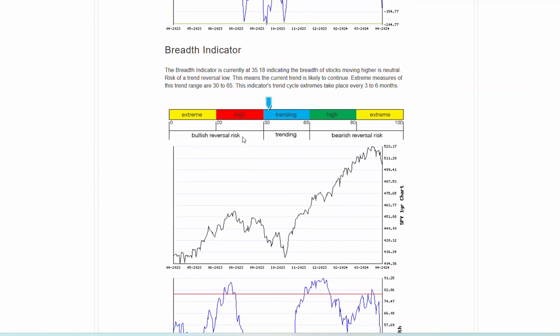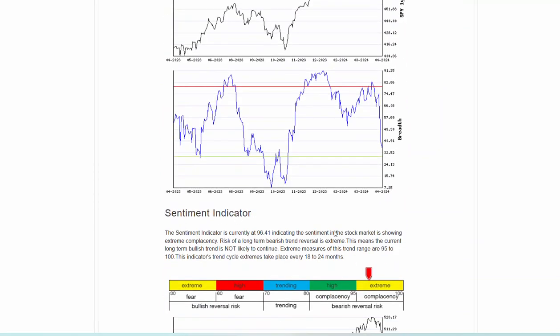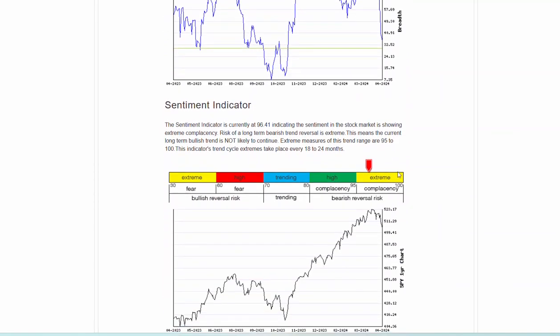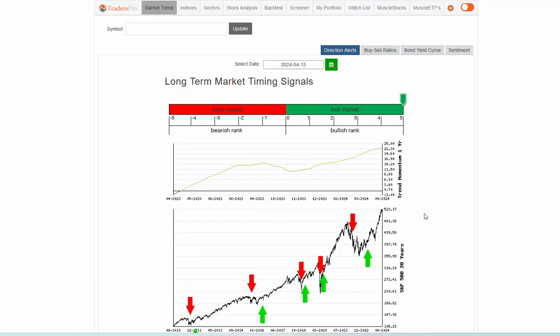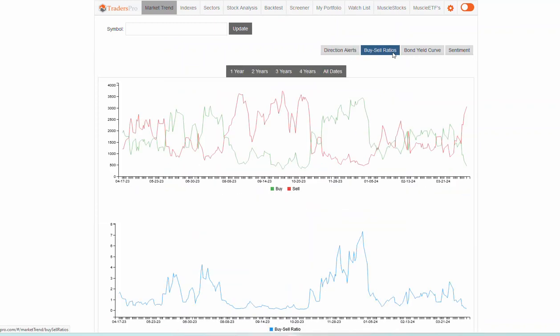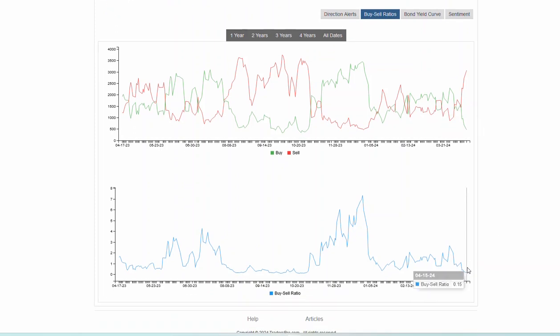Breadth also continuing to weaken, and sentiment pulling back off of those really extreme levels, but still in that upper range, that upper complacency zone. We are seeing a few really interesting things here on sentiment and buy-sell ratio, really a large acceleration on buy-sell ratio. We're seeing it now at 0.15. That happened pretty quickly to get back to that 0.15, 0.10.